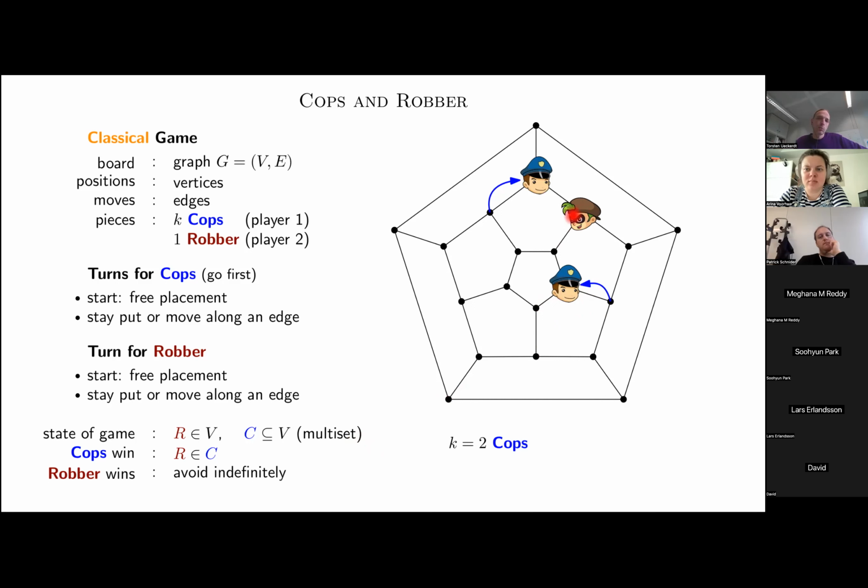Yeah, if he goes back where he came from, which is allowed, the cop would immediately catch him. If the robber stays where he is, this cop here would immediately catch him. So the only way for the robber to escape is to go there.